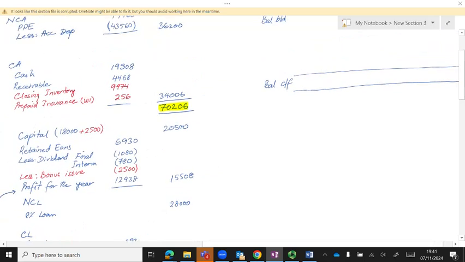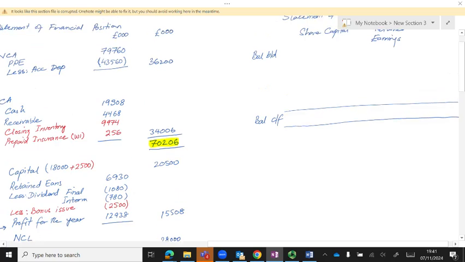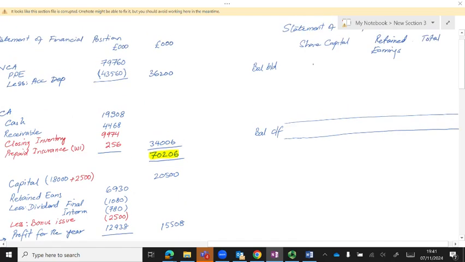Next thing is updating our statement of changes in equity. Share capital opening balance was 18,000, and notice that I will pick up all the figures coming from here. Retained earnings opening balance was 6930. Bonus issue 2500, added in the capital and subtracted from the retained earnings.